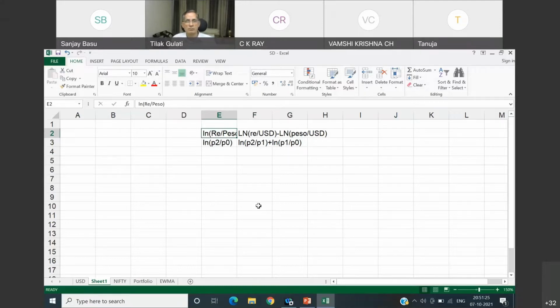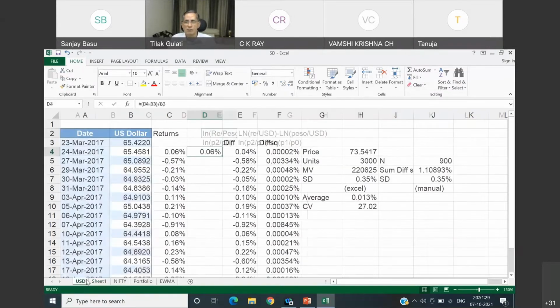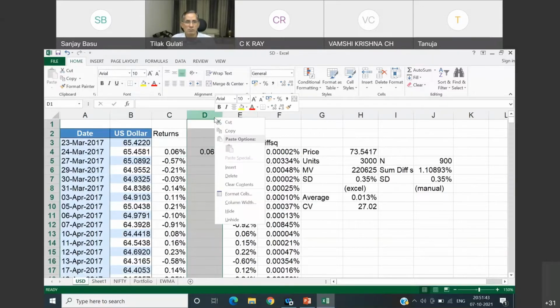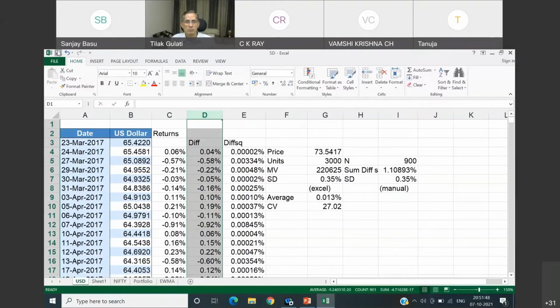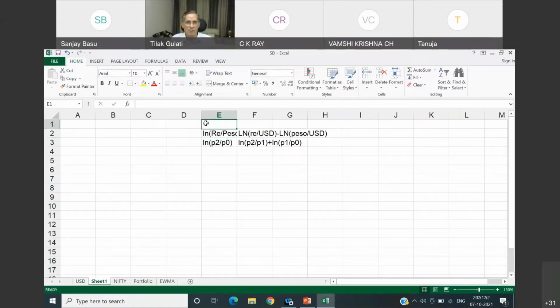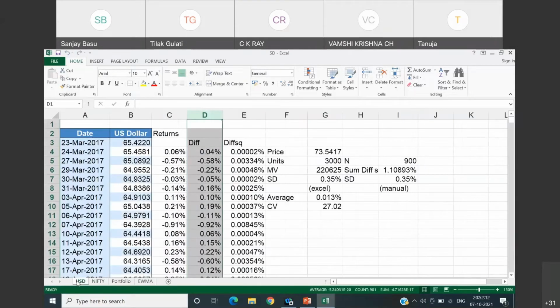Right? For these three reasons, we prefer logarithmic returns instead of simple arithmetic returns. Now, once we take these returns, we do not need simple arithmetic returns. So what do we do?